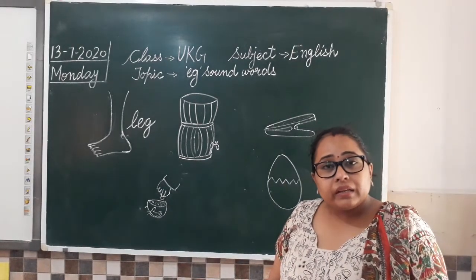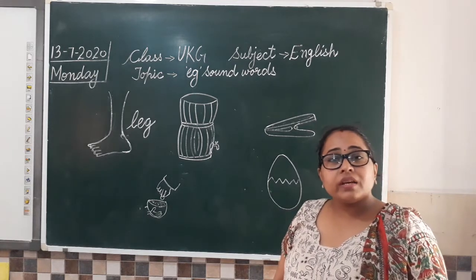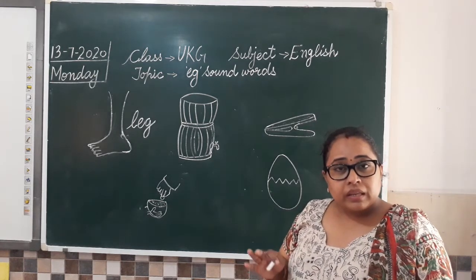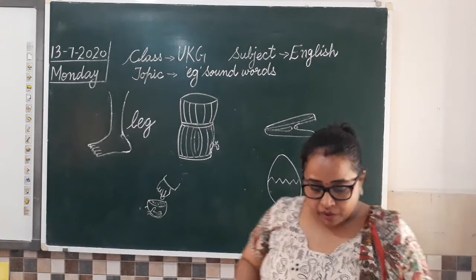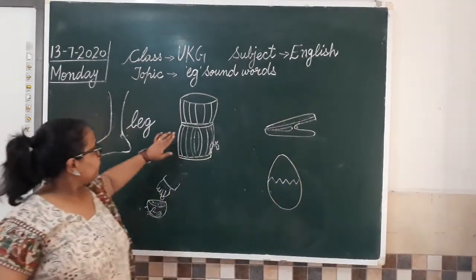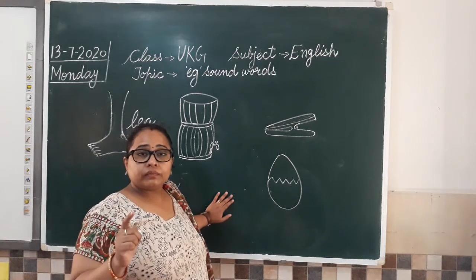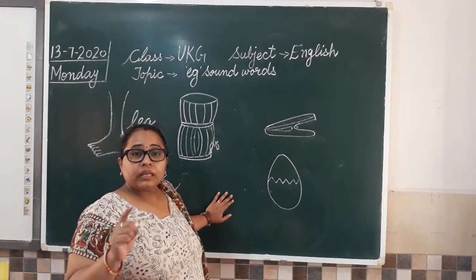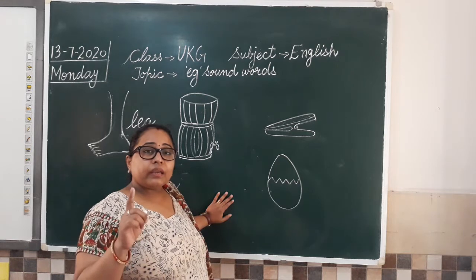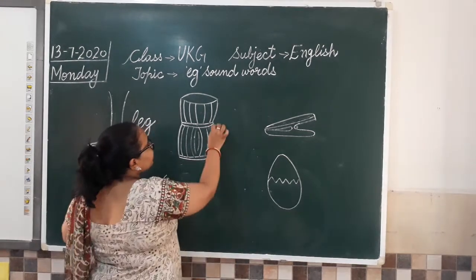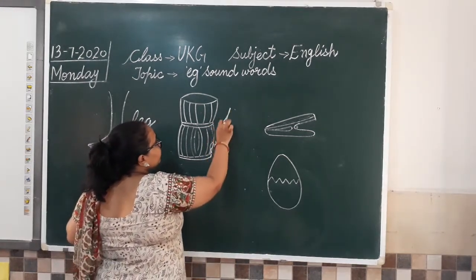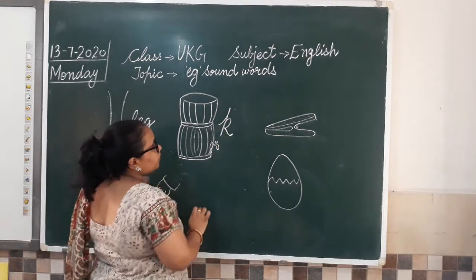Cup, egg, cake. What is this? So how are we going to write that? Cup. Which sound is coming first? Cup, egg, cake. For cup, we are going to write K.